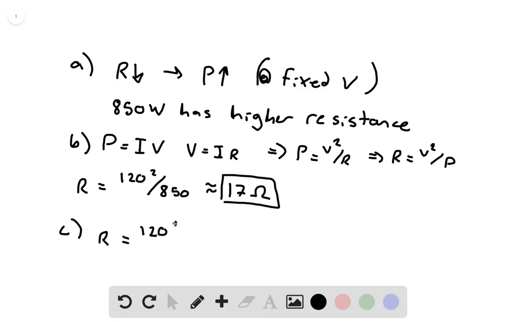So we have 120 volts squared divided by 1250 watts, and this time we find that our resistance is about 12 ohms. Here I'm using two significant figures everywhere because the problem gave us two significant figures. And we see that just as we guessed, it was actually the lower power setting that had the higher resistance, whereas the higher power setting actually had a lower resistance.